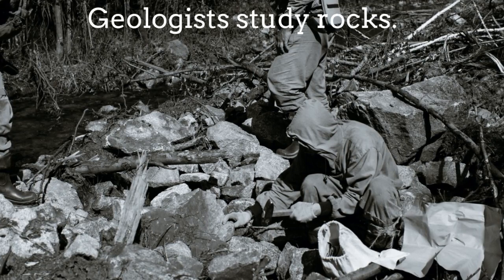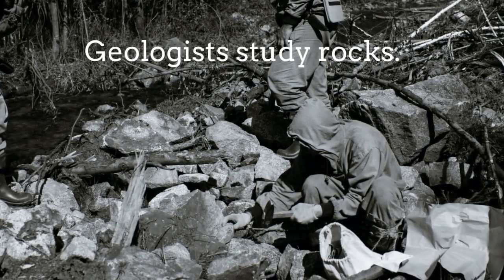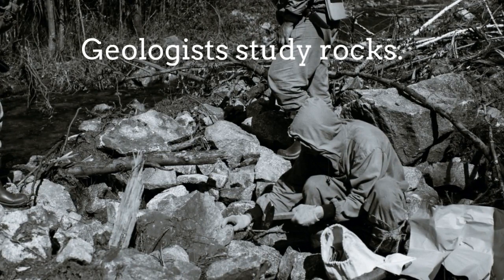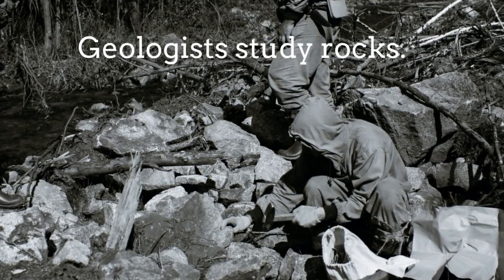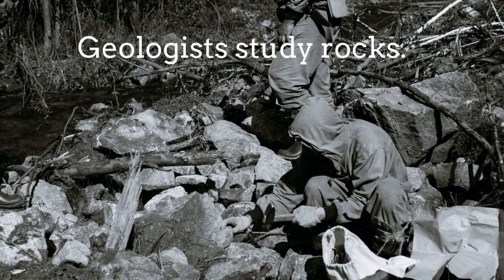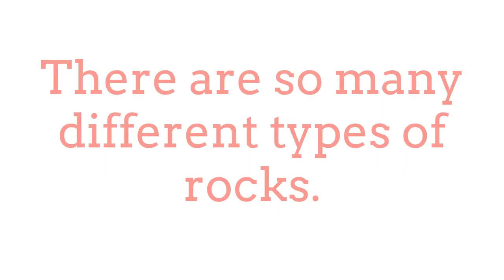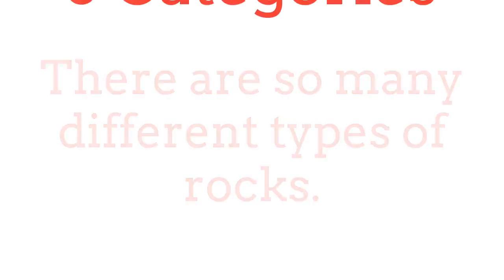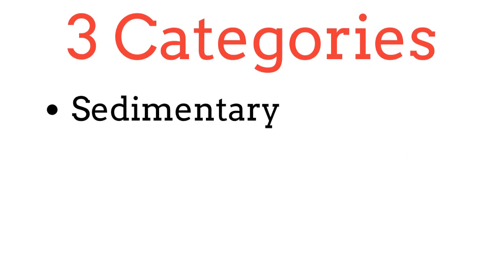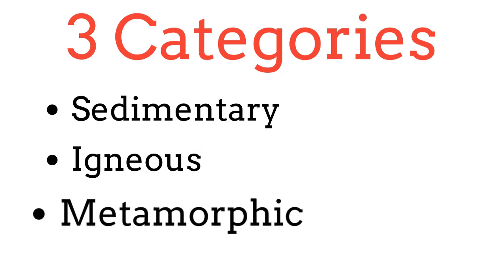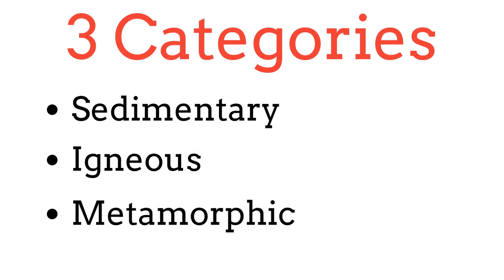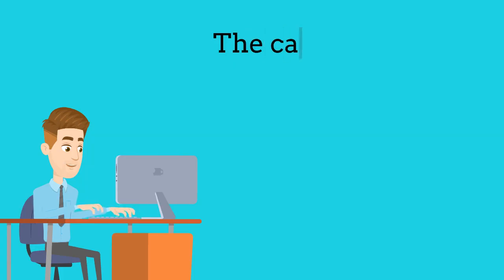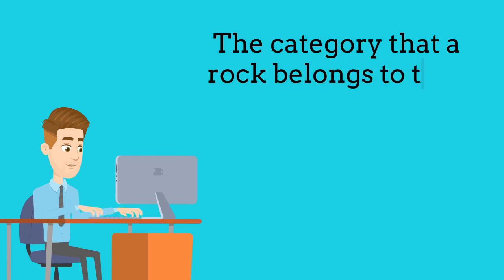And do you know that geologists use rocks to study the Earth's history, understand geological processes such as plate tectonics, and to identify natural resources such as minerals and fossil fuel? And they found there are so many different types of rocks. To make things simpler, rocks are put into three categories. So there are three major types of rocks. One is sedimentary, second is igneous, and third is metamorphic. The category that a rock belongs to tells us how that rock was made.